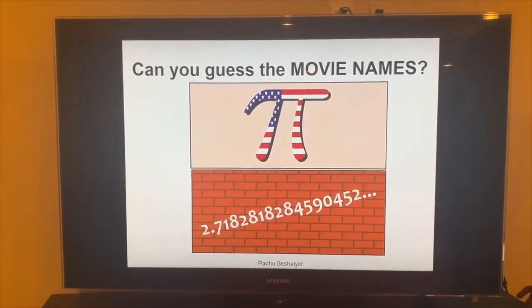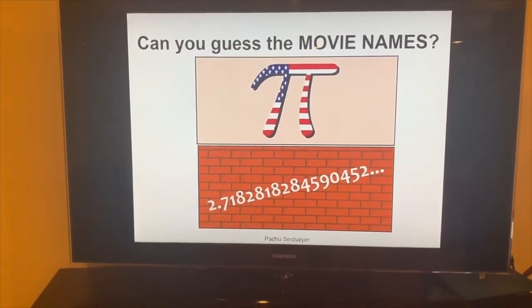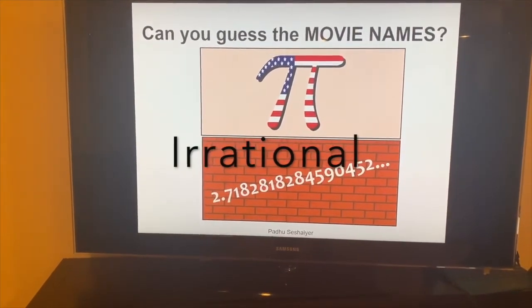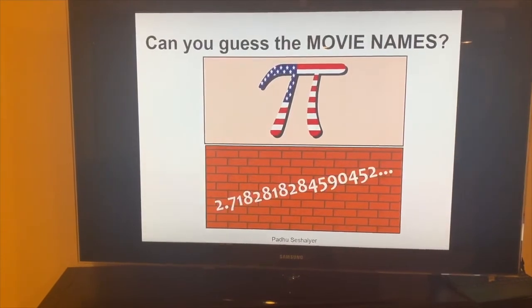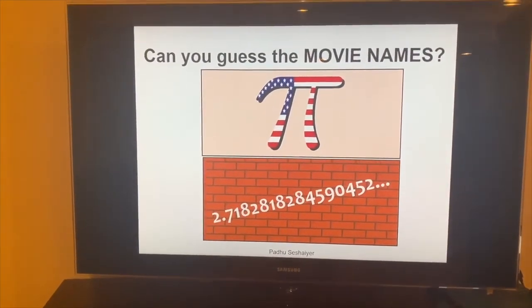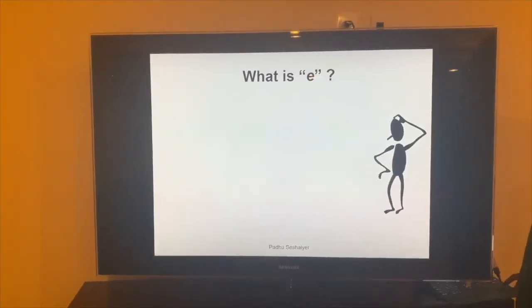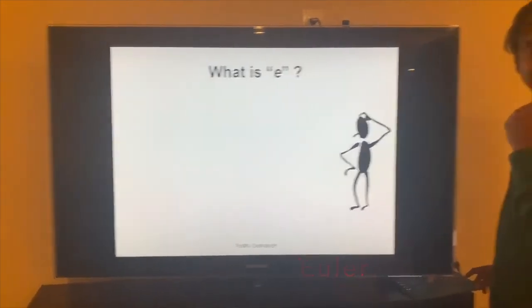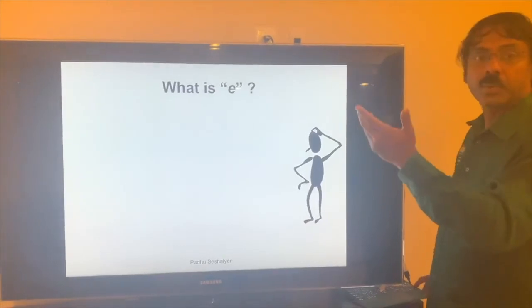Can you get the second one? Well, there's a brick wall and a long number. I think it's irrational, like pi, but I don't know what it is. It's a very important number. And it has something to do with the number E. E for Euler. Euler sounds like boiler, not ruler. But here is how we remember E.